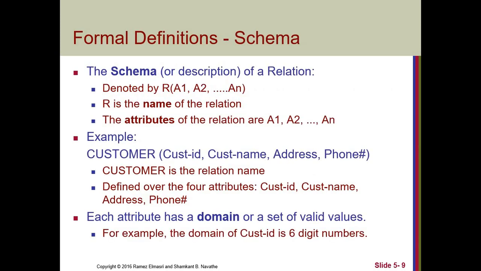Think back to the recently seen student relation. We would have student as our schema. We would have name, Social Security number, home phone, address, office phone, age, and GPA. Think of the domain as a data type.